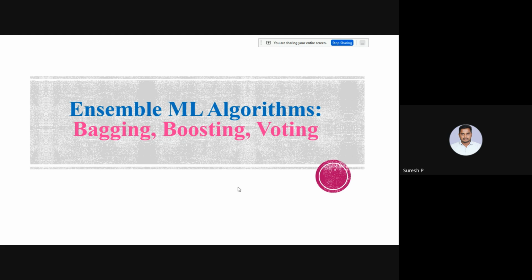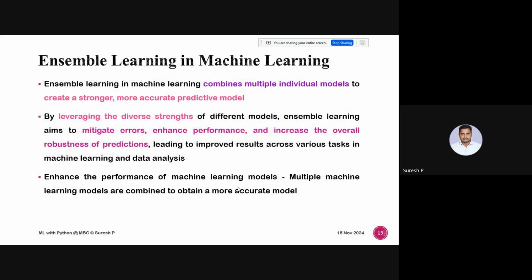The first one is ensemble machine learning algorithms, in which we are going to use three techniques: bagging, boosting, and voting. One more technique is there, that is called stacking. Since the stacking technique is not in the syllabus, I'm not including that. So we are having only three techniques: bagging, boosting, and then voting. So first, let's understand what ensemble learning is.